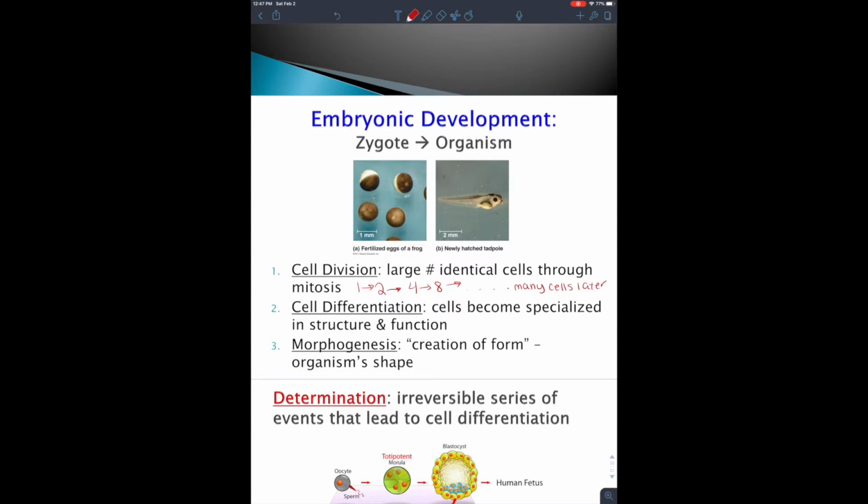Cell differentiation is when cells become specialized in structure and function. So this would be my eye versus liver cells. Cells are going to start to have particular jobs and roles in the organism. And then you have morphogenesis. This is when cells aggregate together in certain spaces to determine left from right, top to bottom, tail to head. So aggregation of cells in certain places. We're going to talk about some of the proteins that determine where the top is versus the bottom.